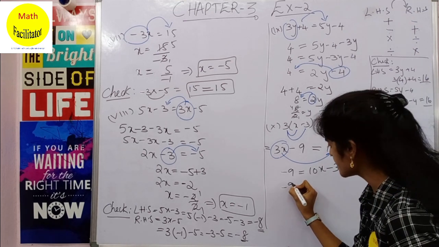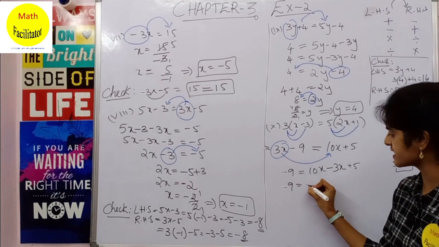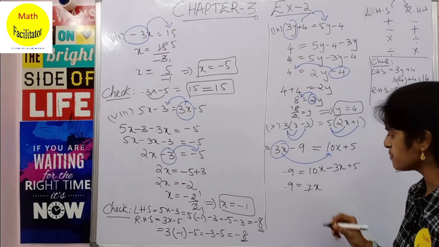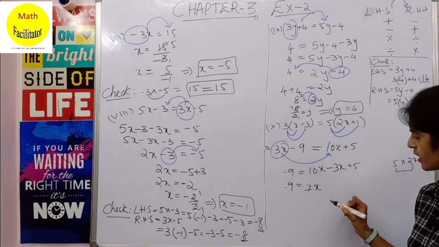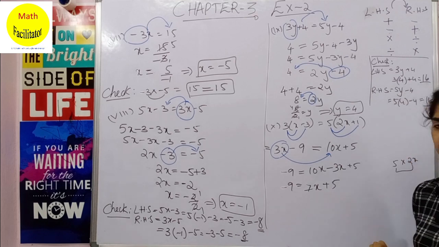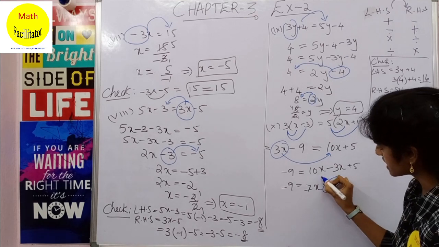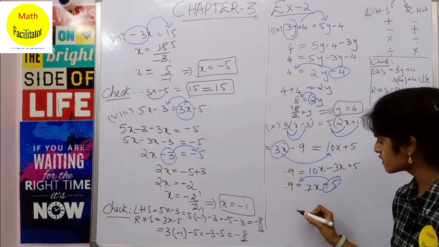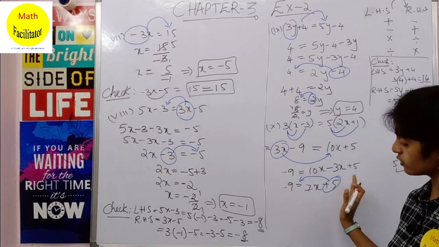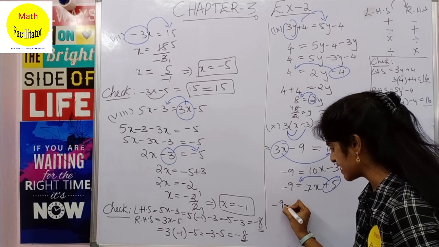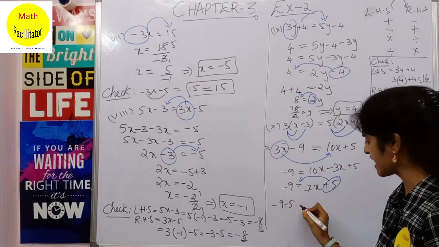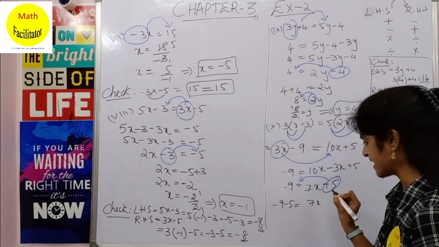Okay, so minus 9 equal to 10x minus 3x is 7x. 10 minus 3 is 7x. Okay, you have plus 5. Now you want the value of 7x, so you will transfer this 5 to this side. So this is plus 5; when it goes to the other side, it becomes minus 5. Minus 9 minus 5 is equal to 7x.